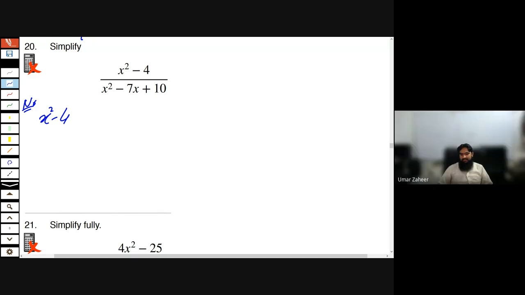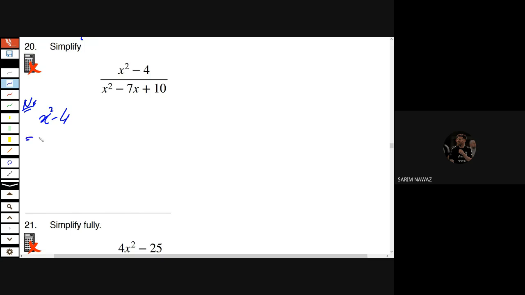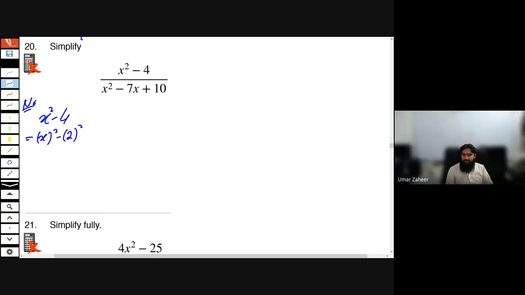How can we do it? We can take 2 square instead of 4. We have to use the identity here: a square minus b square is equal to a plus b times a minus b. So it will be x plus 2 times x minus 2. That's it. So the numerator is easier.